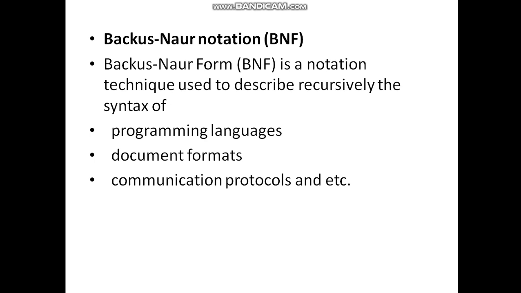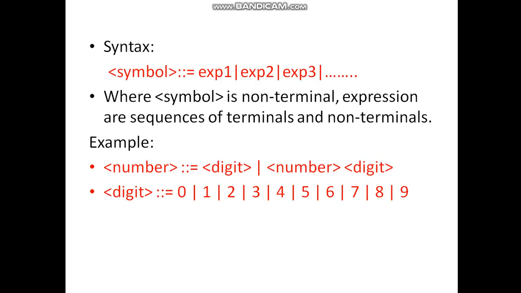Now we are going to discuss the BNF, Backus Naur notation. Basically it is a notation used to describe recursively the syntax of programming languages, document formats and communication protocols, etc. So mainly it is used to describe recursively the syntax of the programming language, the syntax of the documentation format, the syntax of communication protocols. So this is the syntax we are following for BNF.